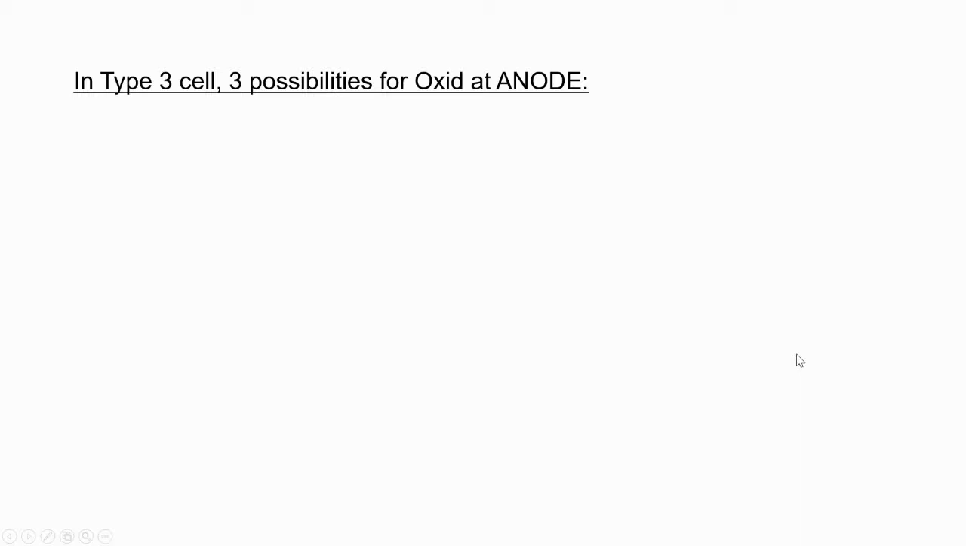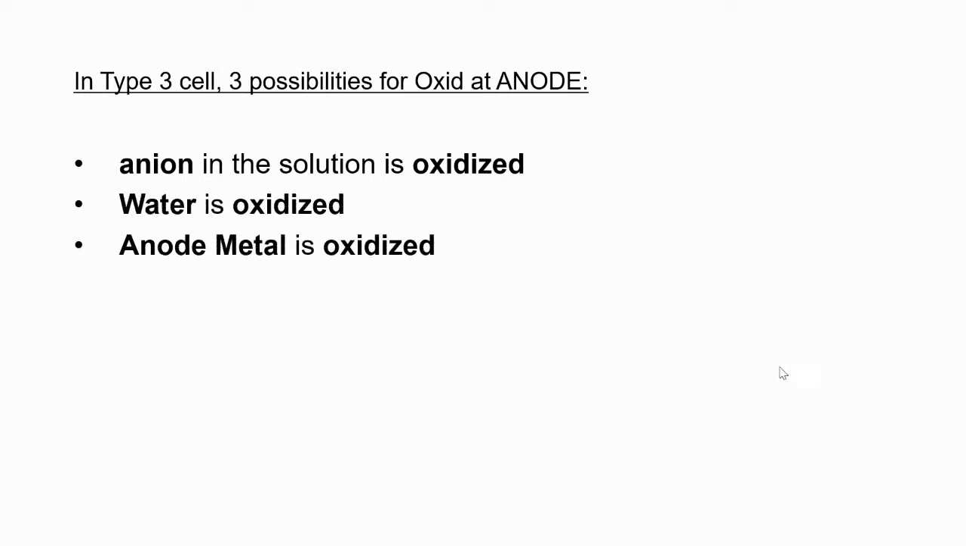There are three possibilities at the anode. The anion of the solution is oxidized, or water is oxidized, or the anode metal is oxidized. So basically, just like in type 2, we want to go for the lowest one on the right. The lowest one on the right is going to be oxidized at the anode.